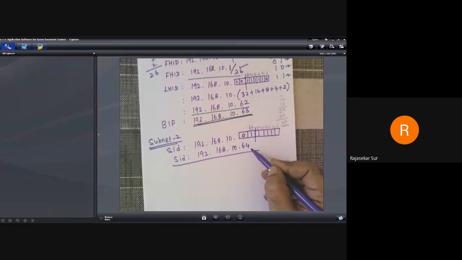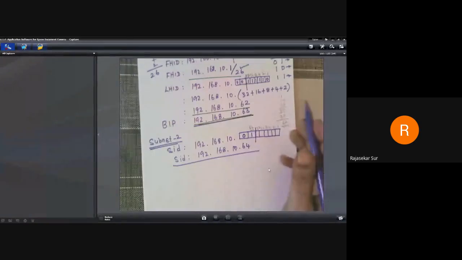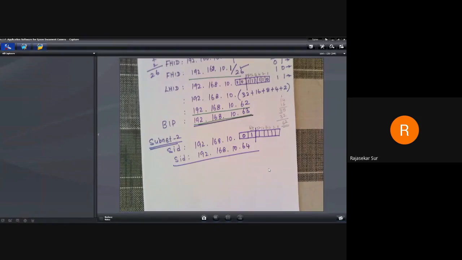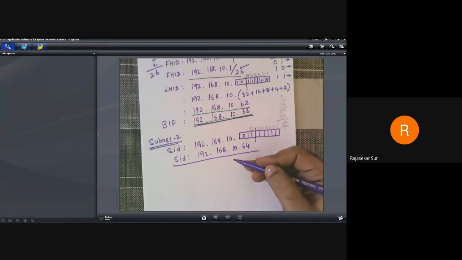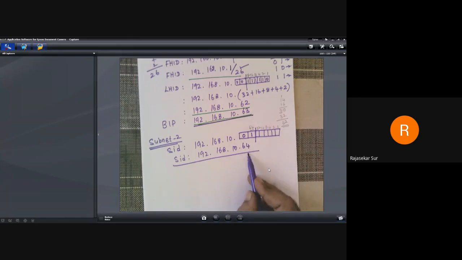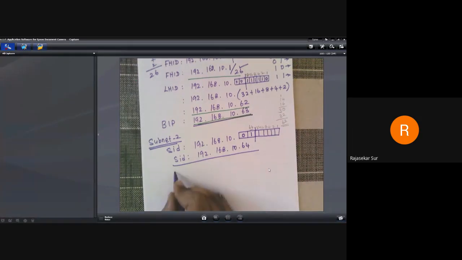If you become experienced, you will not do all the calculations. You will write it simply. This is the first problem you are seeing, that's why it will be a little difficult. But once you practice, it's nothing. 63 is a broadcast IP address, so automatically the next IP address is going to be the subnet ID here: 64.